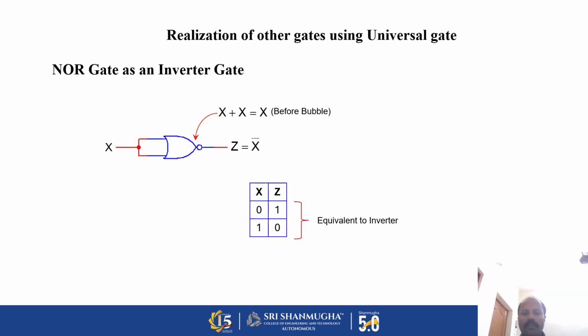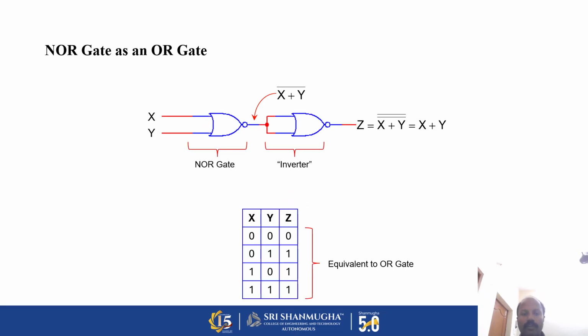NOR gate as an inverter gate. Here we are using only the NOR gate, and we are getting the output as an inverted value. That is, X we are giving through a NOR gate, so that we will be getting the output as X bar, which is equivalent to an inverter.